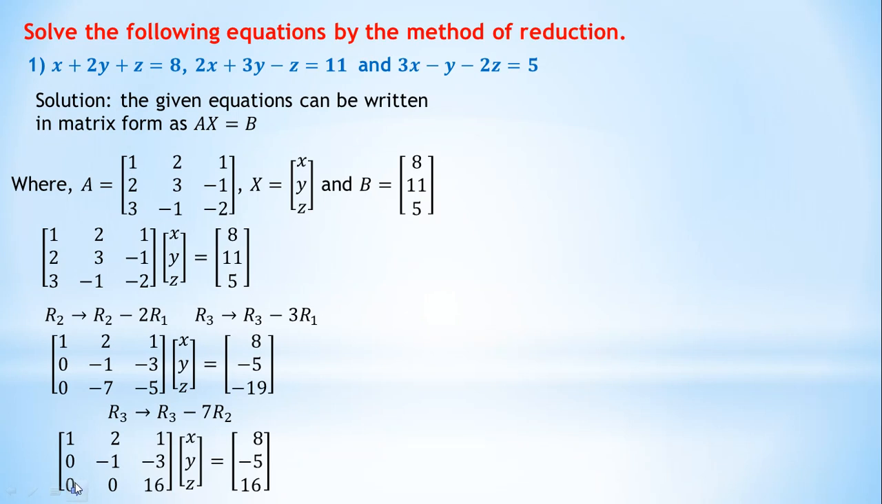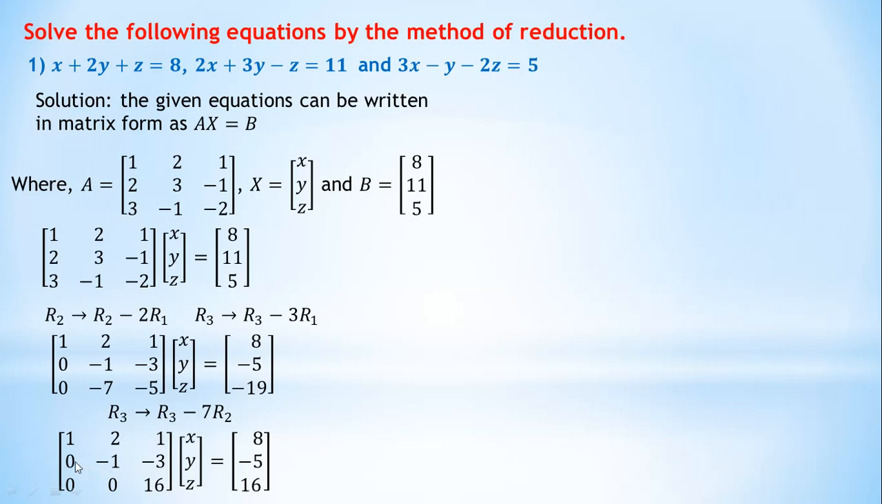0 remains 0 as it is. Now minus 7 and this is plus 7 becomes 0. Now minus 5 and minus 7 into minus 3, so plus 21. So minus 5 plus 21, that is 16. And here in the third row, that is minus 19. Minus 19 plus 35, check this, we get 16.